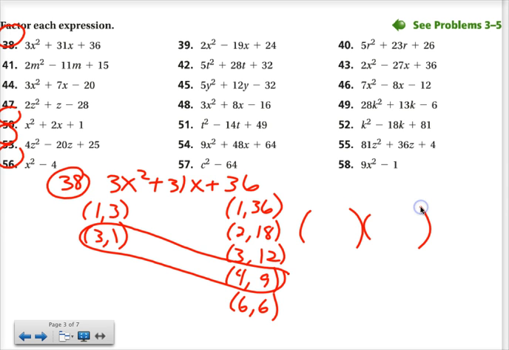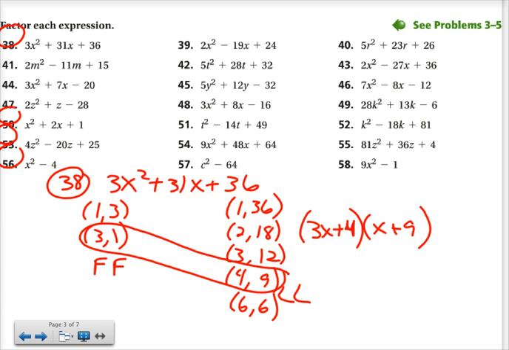So I remember that these both came from needing to be in the first position. So that's 3x and 1x. And these last two numbers came from having to be last times last to give us 36. And again, you always keep those in order as you have them, and you can certainly use FOIL on that to make sure that everything's going to work out the way that it should.